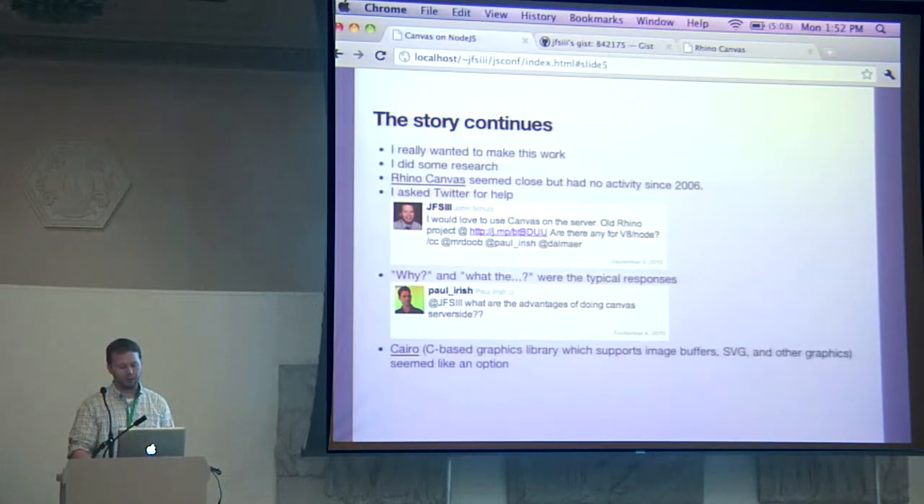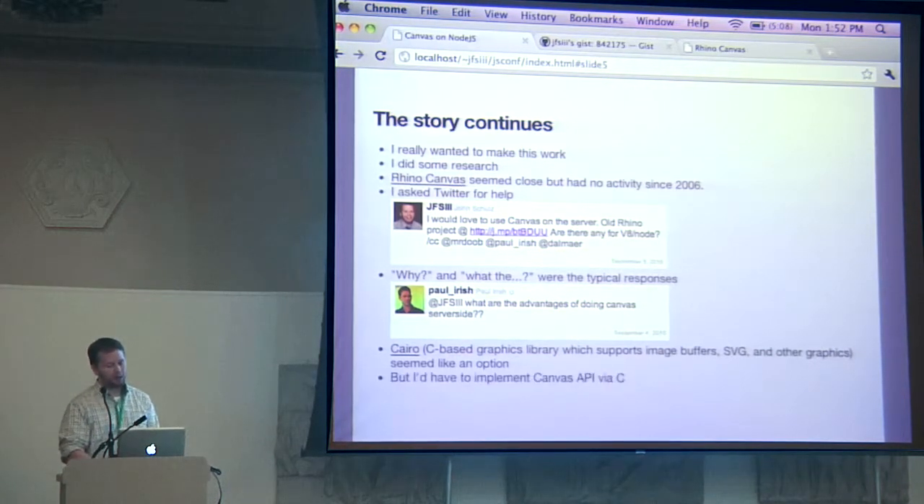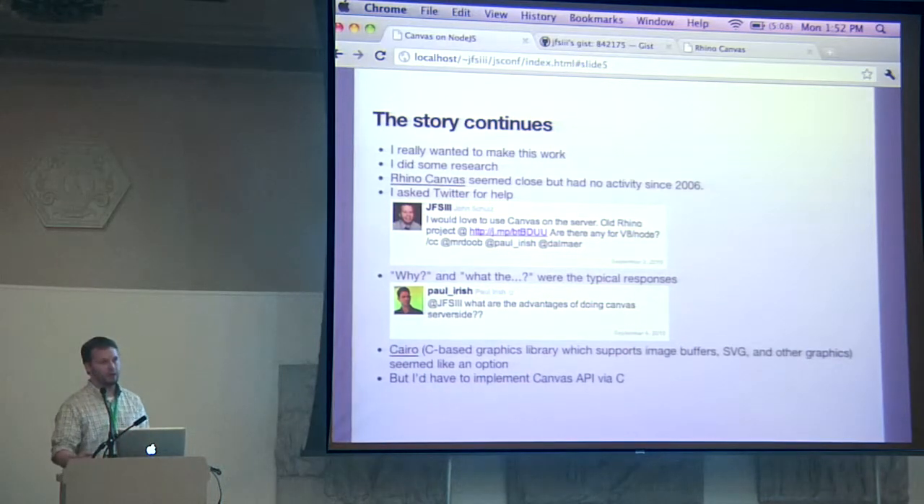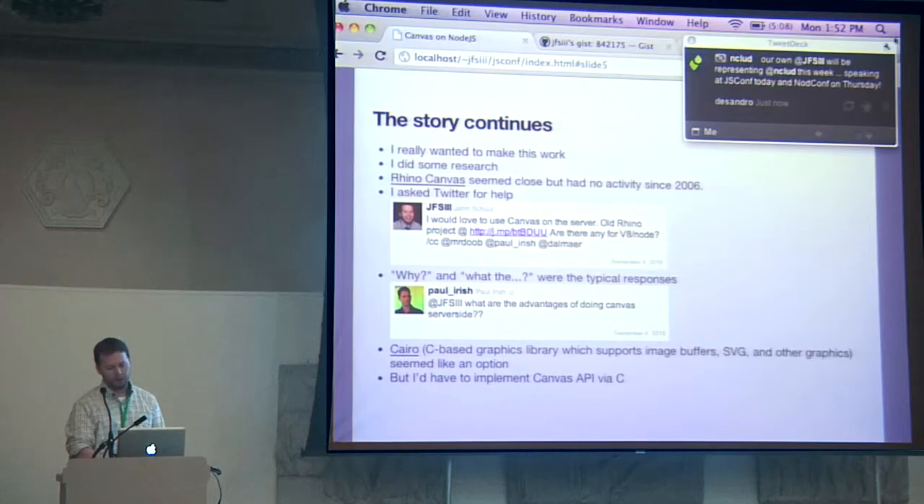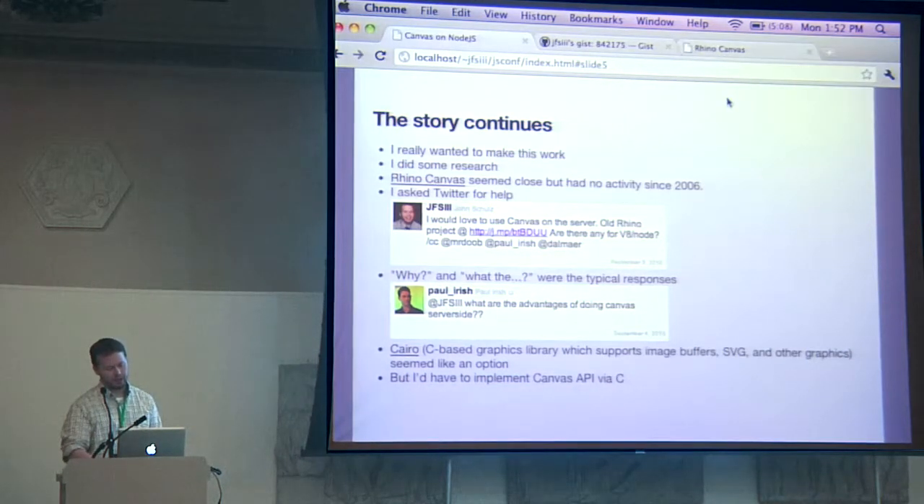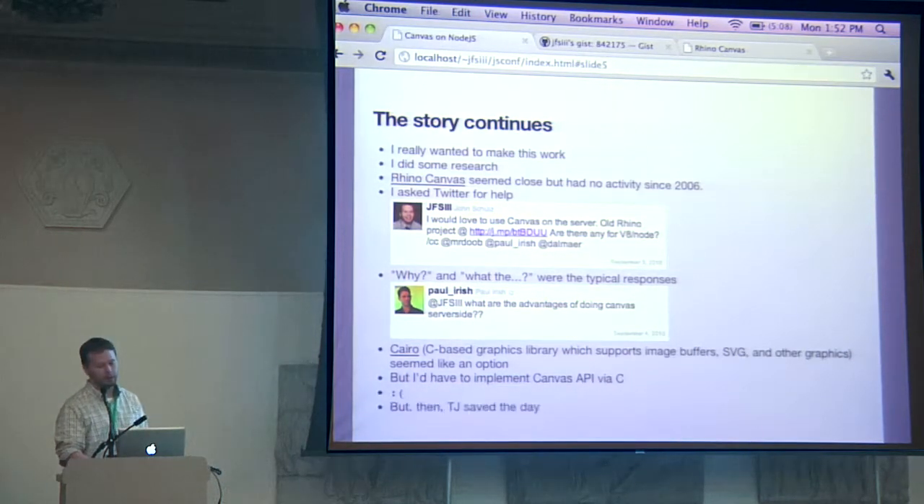One of my former coworkers mentioned that I should look at Cairo, which does PDF generation, SVG, a bunch of other stuff. My only problem with that is it's in C, and I would have to go through and mimic or make a mirror of the shell of the Canvas API in C, which is a problem for me.